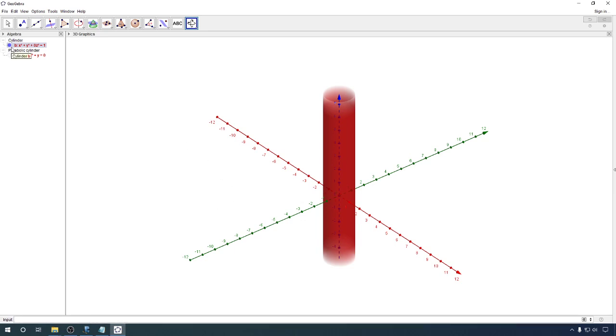We would call this one a circular cylinder, or really, because we are only looking at ones where the rulings are perpendicular to the plane where our curve is, we frequently call this a right circular cylinder. Technically, all the cylinders that we're looking at here are right cylinders for that reason.